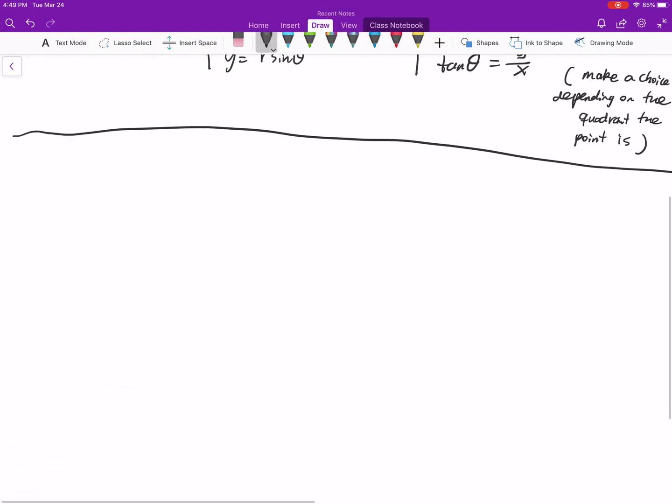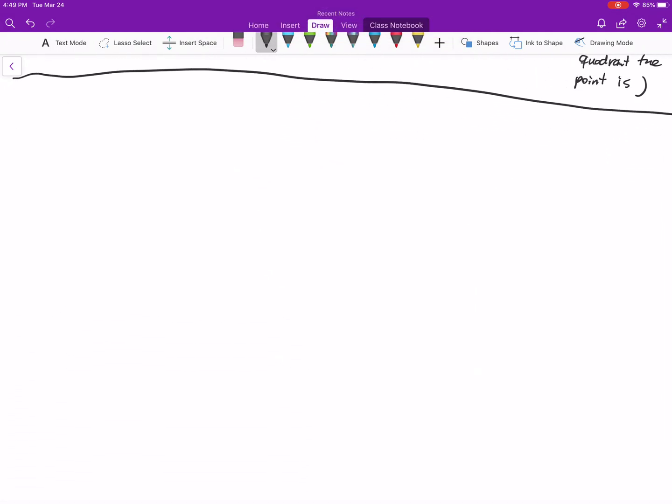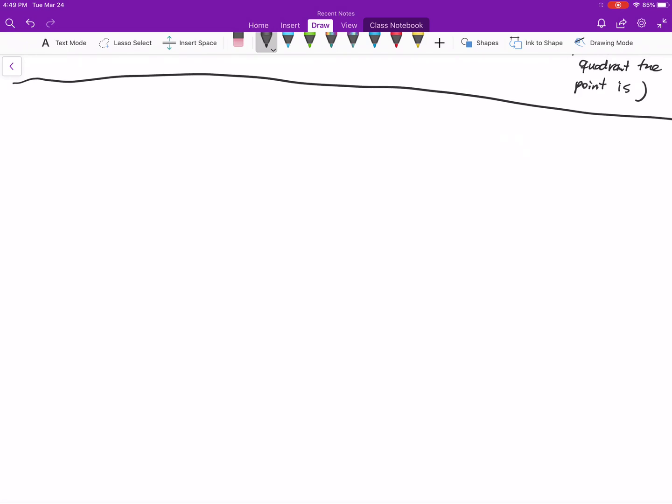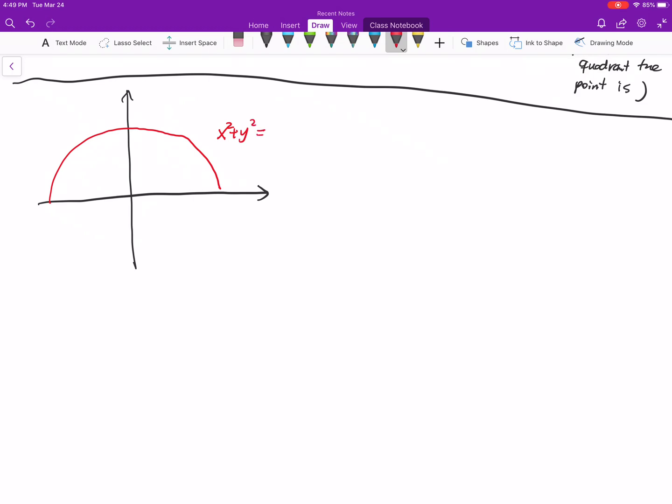Next, let's turn back to the main topic, the double integral. So suppose now we have the following domain. The outside boundary is given by x squared plus y squared equals 4. The inside one is given by x squared plus y squared equals 1.